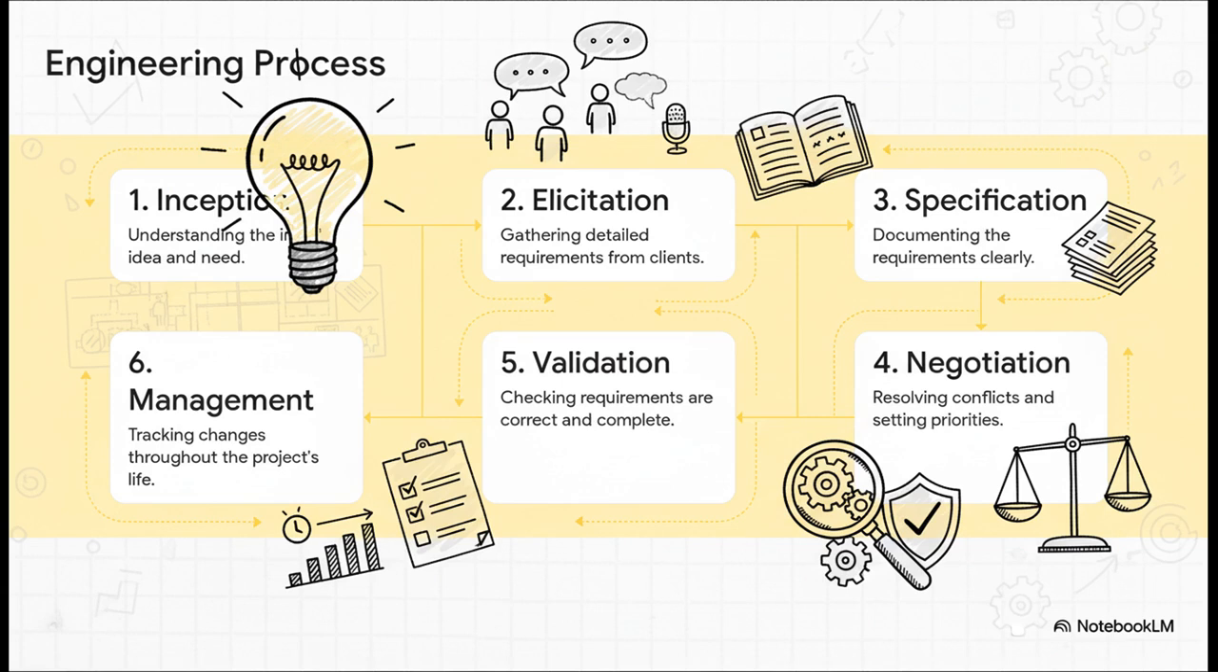After that, we have Specification. This is where we write it all down really clearly. Then comes Negotiation, because you always have to sort out conflicts and priorities. Then we validate it, just to double-check that everything is right. And finally, there's Management, which is the ongoing job of keeping track of any changes along the way.